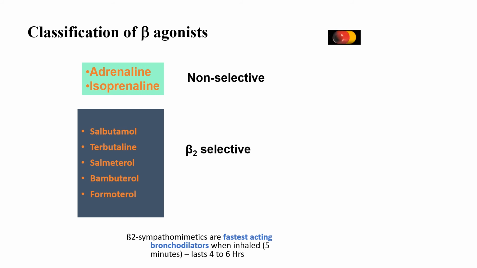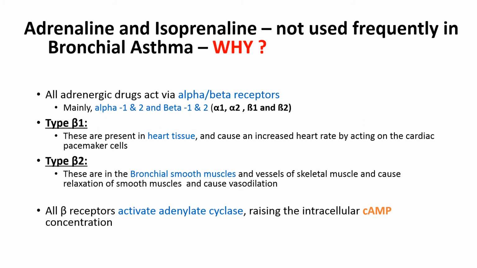So what we have seen, we can classify beta agonists as beta-2 selective and non-selective. Nowadays we are mainly using the beta-2 selective drugs. Why are we not using the non-selective beta agonistic drugs? Yes, mainly to avoid the cardiac side effects. Because if you see the location of beta-1 and beta-2, beta-1 is mainly located in the heart tissue, whereas beta-2 is mainly located in the bronchial smooth muscles.